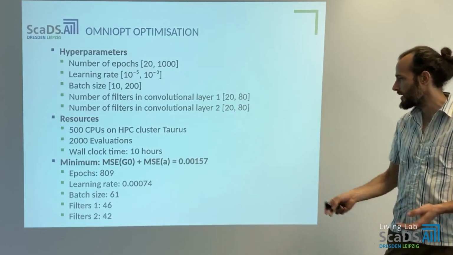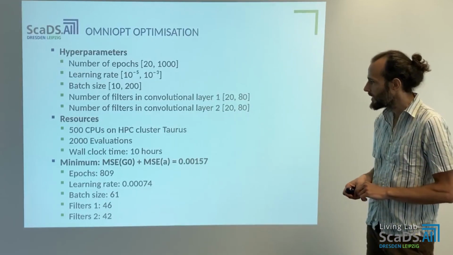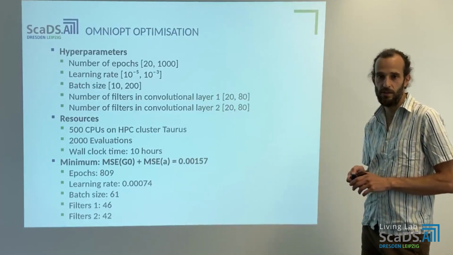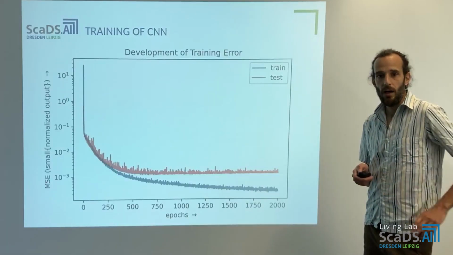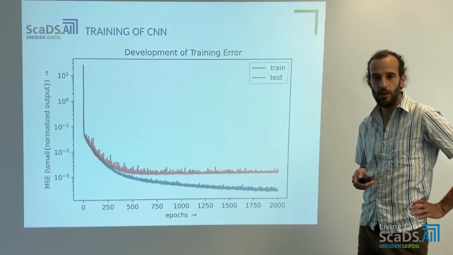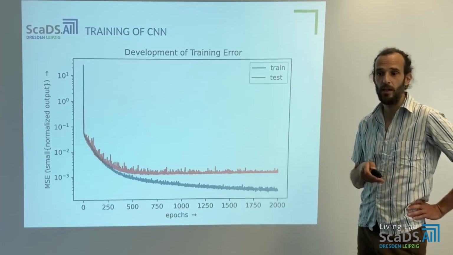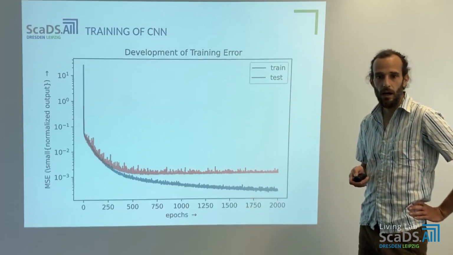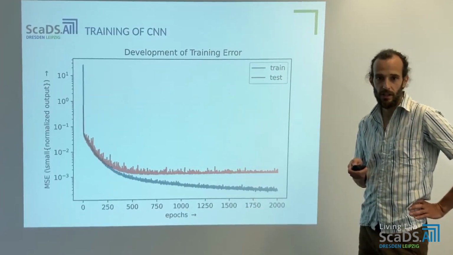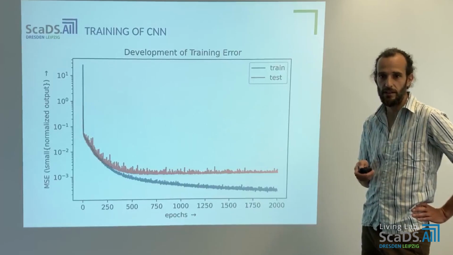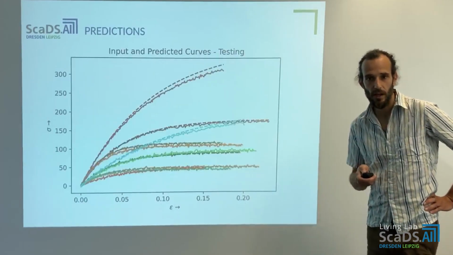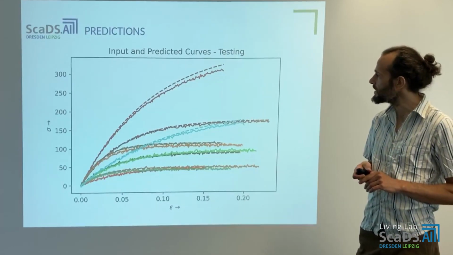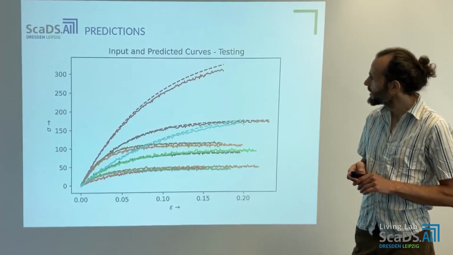Here at the bottom you can see the hyperparameters of the minimum which has been found by OmniOpt. And as you can see, the training process for the optimal hyperparameters looks quite well. Here you have the MSE for training and test data. And what is maybe even more important is that you can see here the material curves.